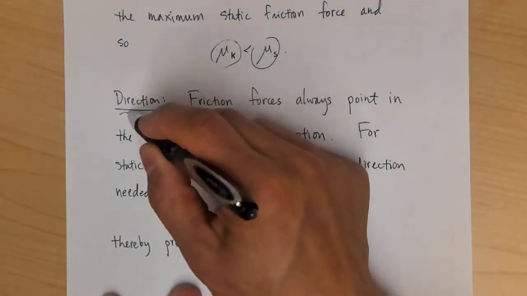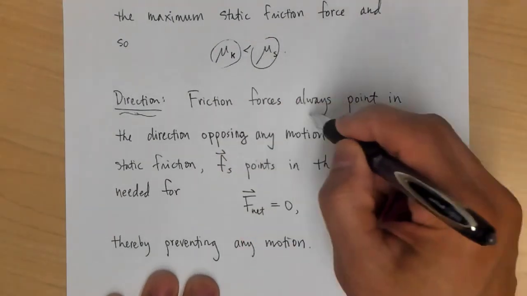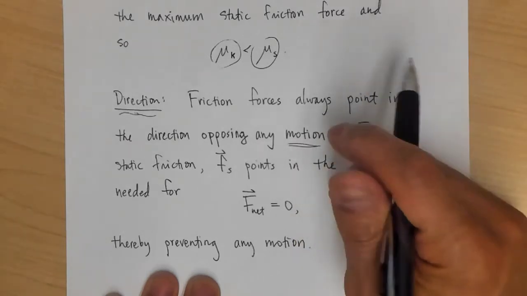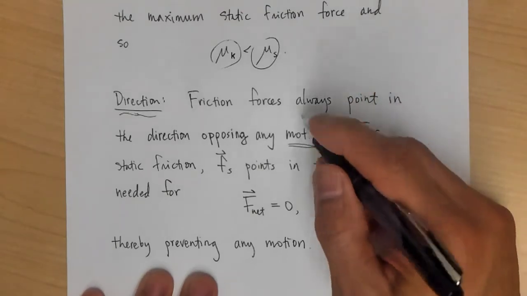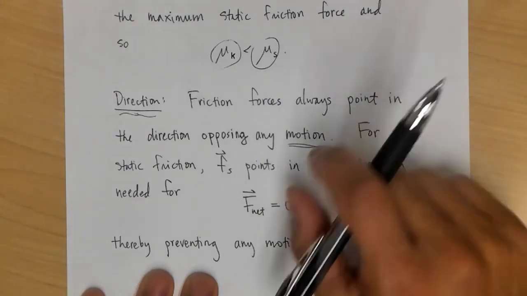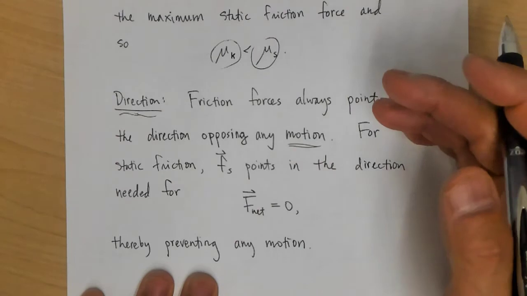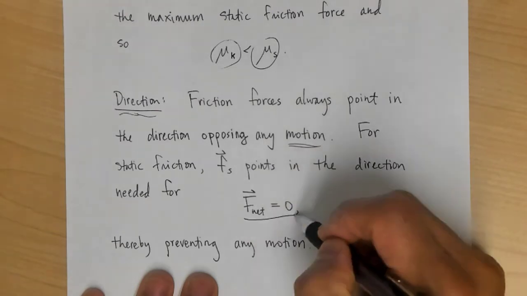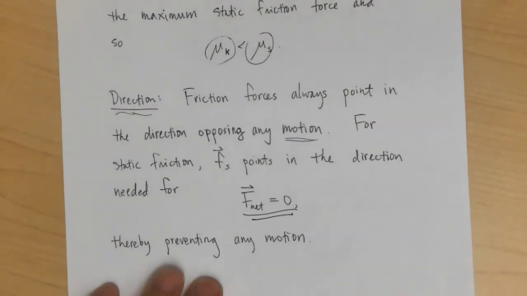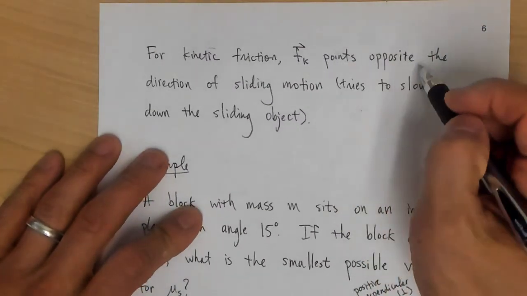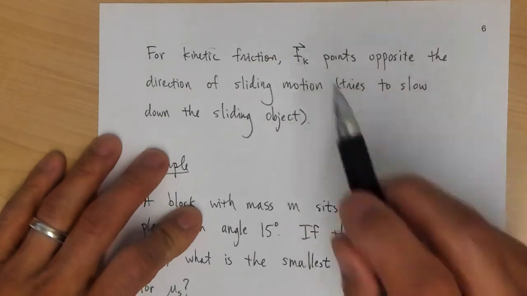Okay, so a comment about the direction of the friction force. The friction forces always point in the direction opposing any motion. I mentioned the analogy in class that friction is sort of like your friend that always wants to do the opposite of what you want to do. You pull in one direction, friction is pulling in the other direction. It's trying to prevent the motion from happening. So for static friction, Fs points in the direction needed for the net force to be 0. You pull in one direction, it pulls in the other direction so that the net force is 0, nothing moves, thereby preventing any motion. Now, for kinetic friction, Fk points opposite to the direction of sliding motion. It tries to slow down the sliding object.